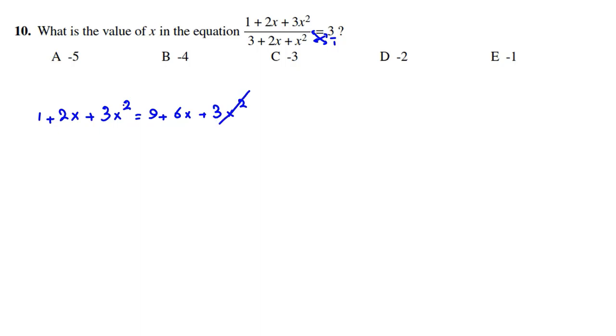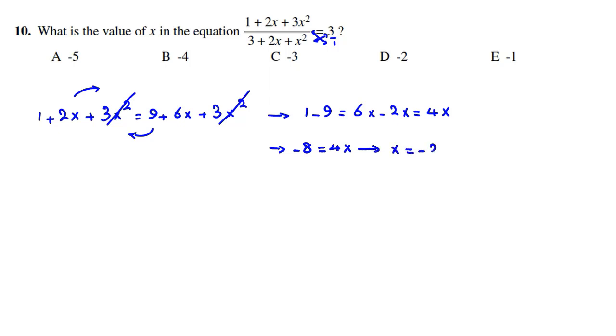Okay? We subtract 3x squared from both sides. And then we take 2x to the right side, 9 to the left side. So we can say 1 minus 9 equals 6x minus 2x, which is 4x. 1 minus 9 is negative 8. Negative 8 equals 4x, so x equals negative 2. Now let's check negative 2 in the denominator.